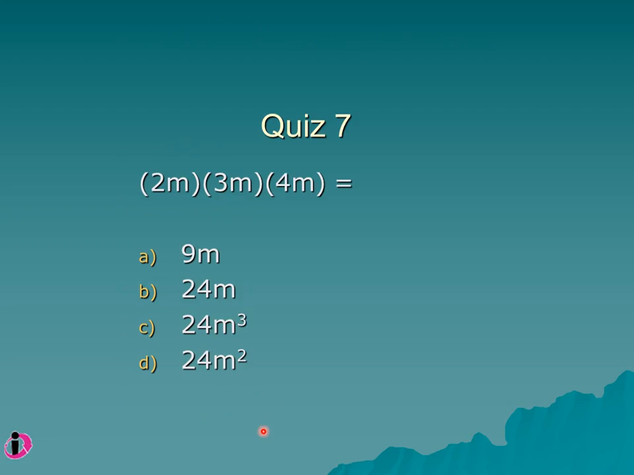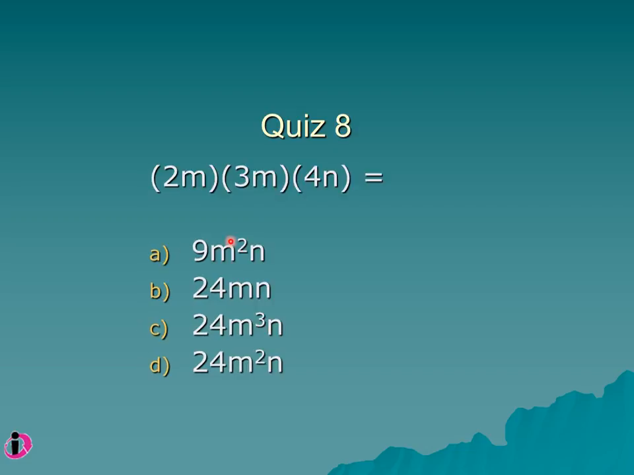Okay. Let's see some examples. 2m times 3m times 4m. Now this is a multiplication, because remember sometimes multiplications are given in terms of parentheses, right? So we multiply the numbers 2 times 3 times 4, which will be 24, and then the m's. So they all have an exponent of 1. You add the exponents. So it will be m cubed, right? So 24m cubed, the right answer is C. Right?